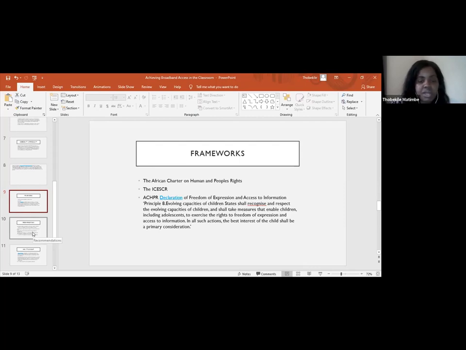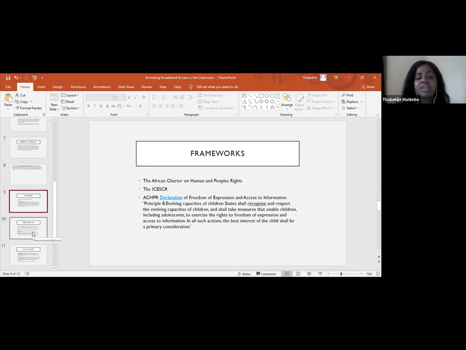You can look at various frameworks that treat access to information as a very important human rights issue, that look at freedom of expression as a very critical human rights issue, and that also look at education as a very important human rights issue. So you'd look at your African Charter on Human and People's Rights. You can also look at your ICESCR, that's your International Covenant on Economic, Social and Cultural Rights.